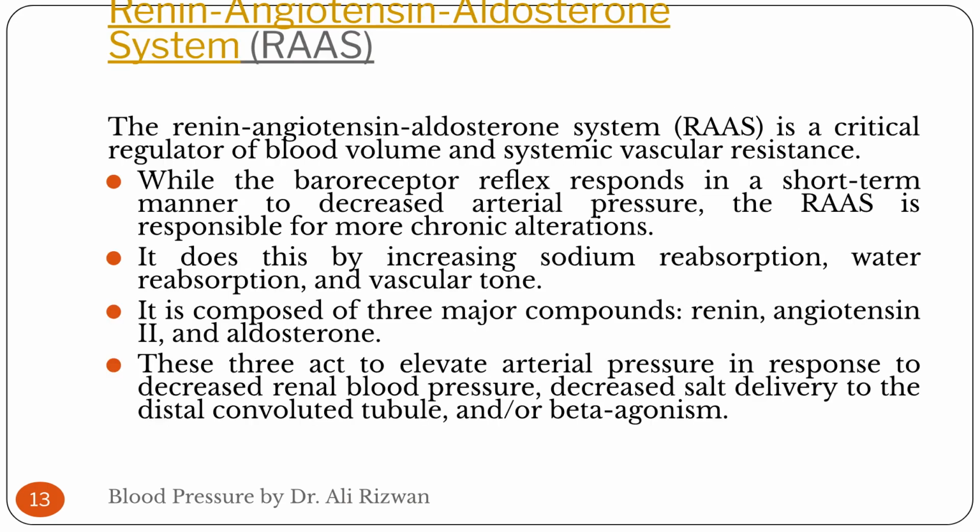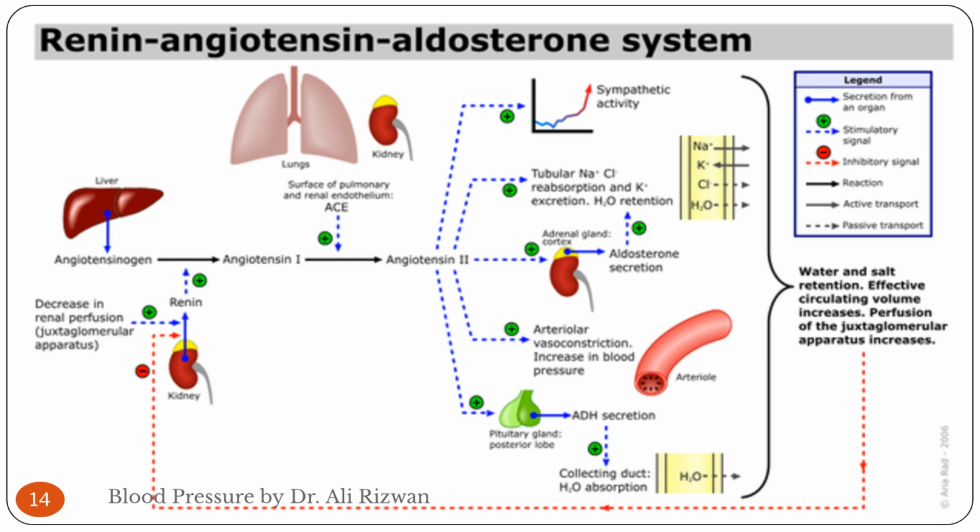The Renin-Angiotensin-Aldosterone System, or RAAS, regulates blood volume and vascular resistance over the long term. It utilizes renin, angiotensin II, and aldosterone to elevate arterial pressure when renal blood pressure or salt delivery decreases. This flowchart details the RAAS process, showing how renal perfusion changes trigger a cascade that results in water and salt retention to restore arterial pressure.